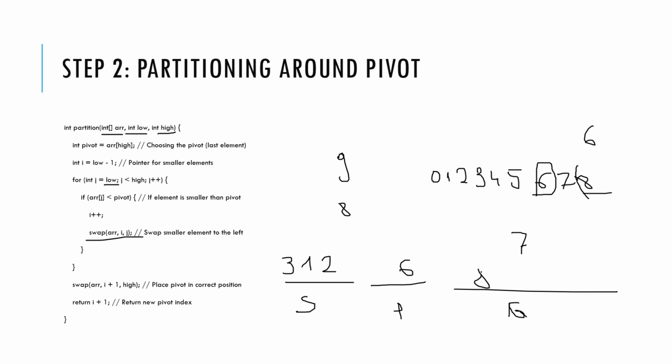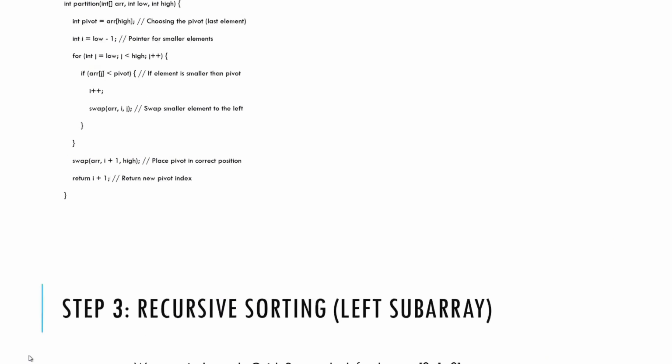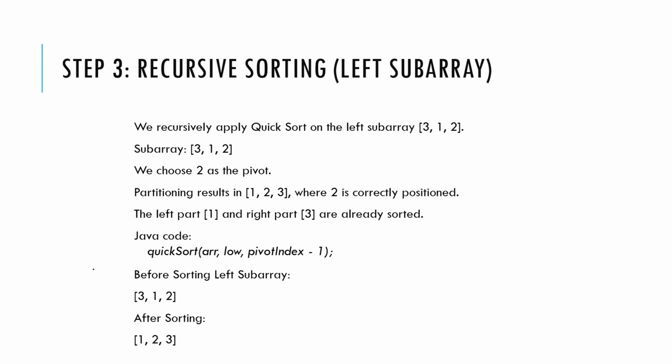This is the second step after choosing the pivot. If the element is smaller than the pivot, we move to the left. If it's not, then move to the right. Then we have the third step, recursive sorting. We use the left subarray, which is 3, 1, 2.